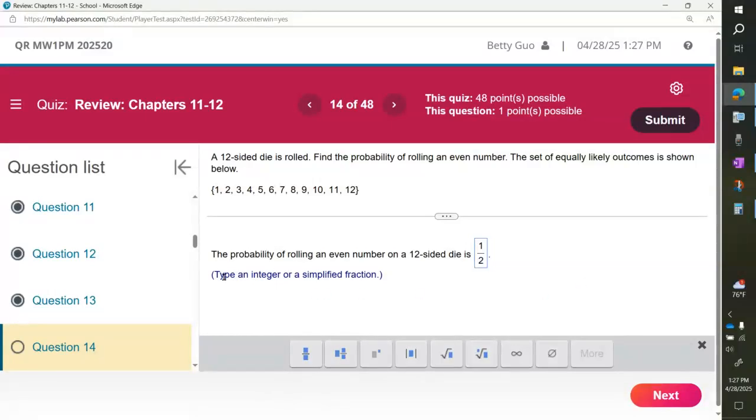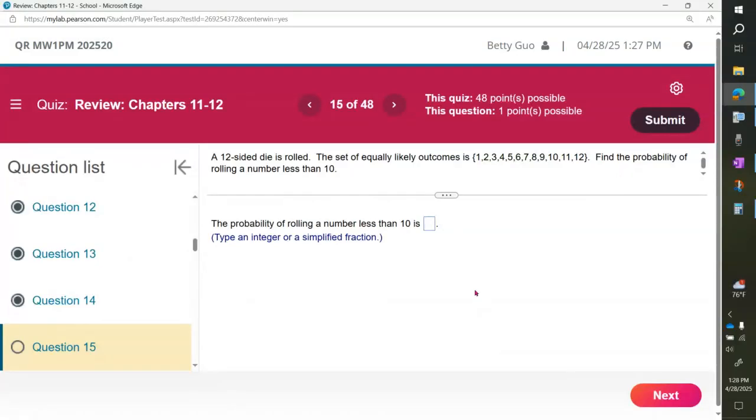Same as exam 2, it's important to read the instruction in the parentheses. It says type an integer or a simplified fraction. If you type in 0.5 as a decimal, it won't be marked right, because they specifically tell you to enter a simplified fraction.